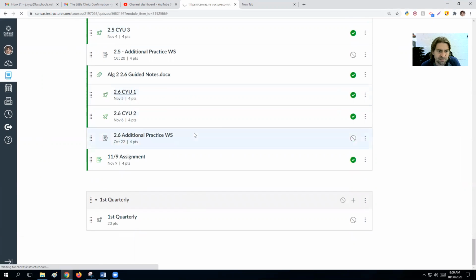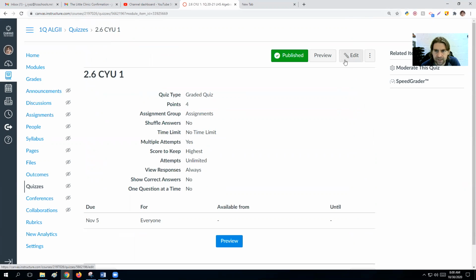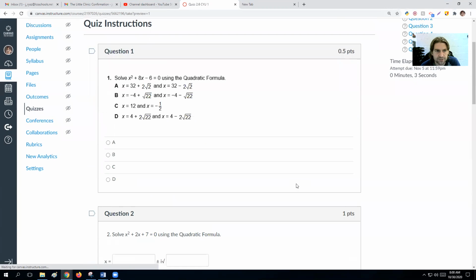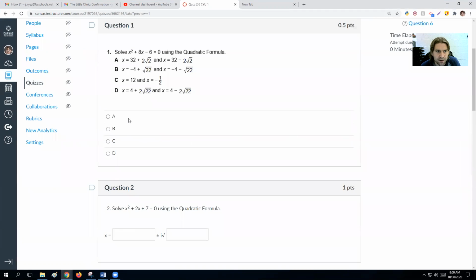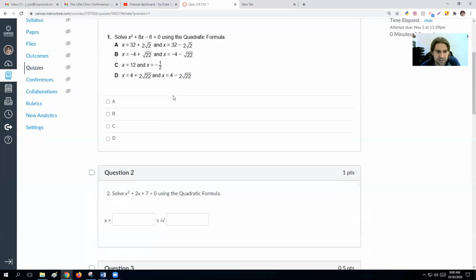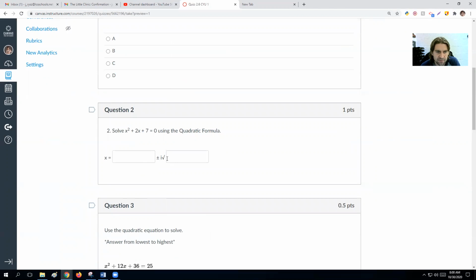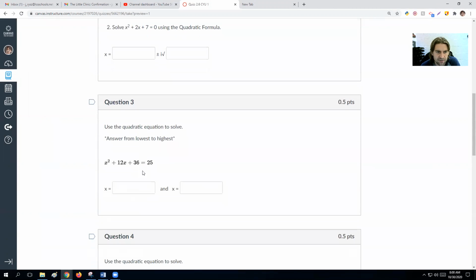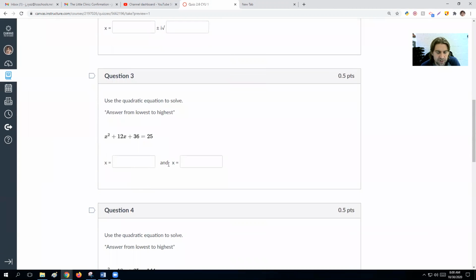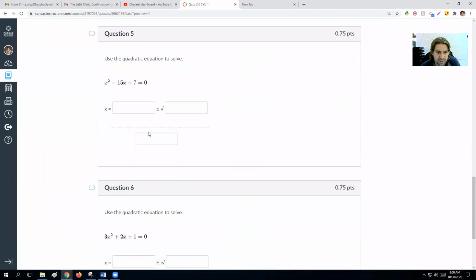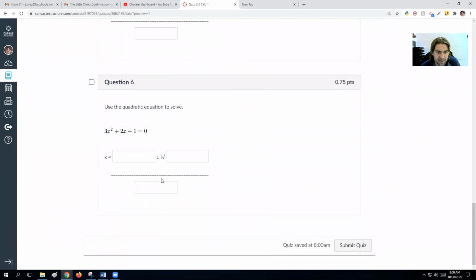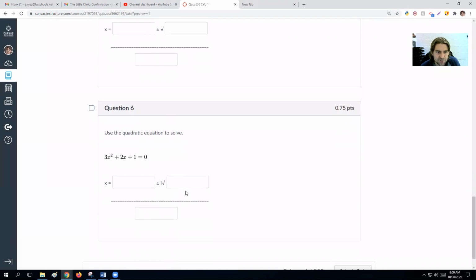Let me look for a tough problem here. Let's preview this. Just 6 questions. All right, quadratic formula. They give us a couple examples here. This one's going to be plus or minus i radical something. This one looks like it's just 2 straight up answers. Should be fine. Ooh, that one looks a little complicated. That one looks complicated and it has an i. So let's do this last one here.